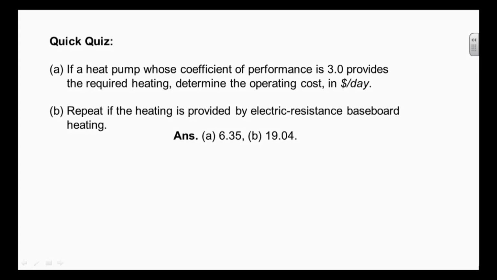Those answers to the quiz questions illustrate vividly the fact that heat pump cycles, with their coefficient of performance greater than 1, typically around 3 or 4 for practical systems, potentially represent significant savings compared to the direct use of electricity for providing resistance heating.